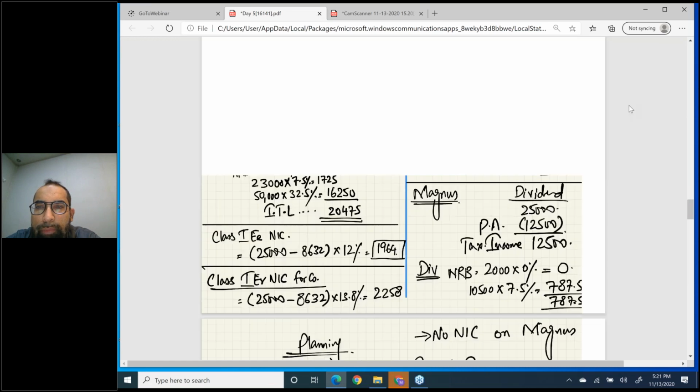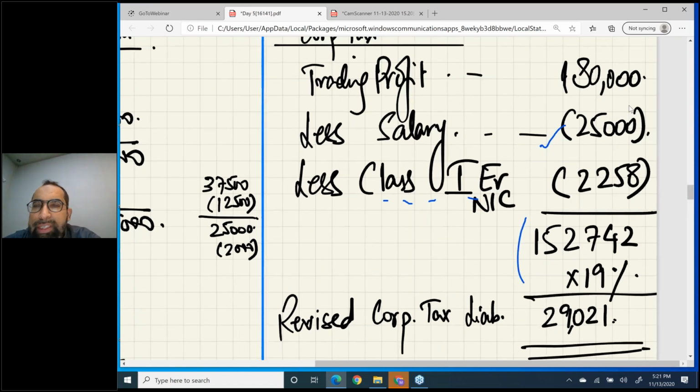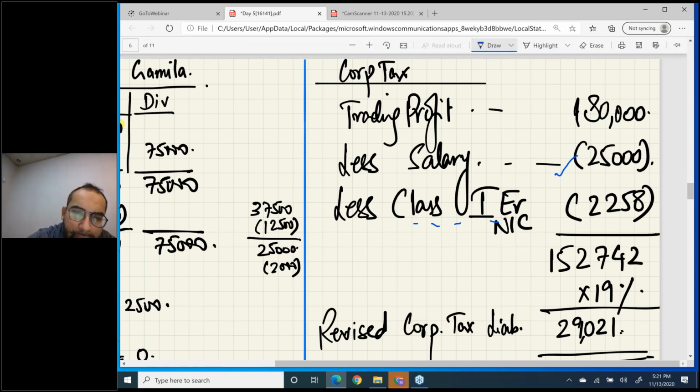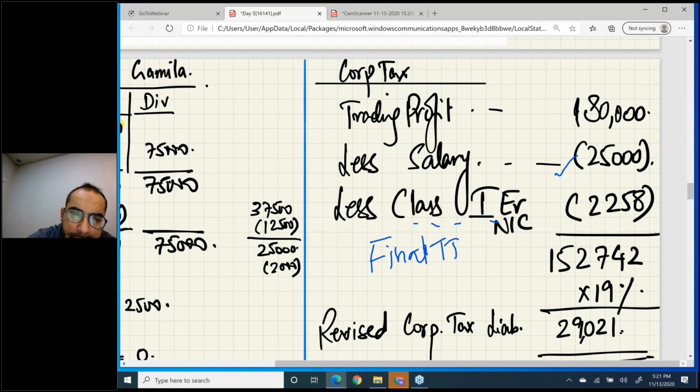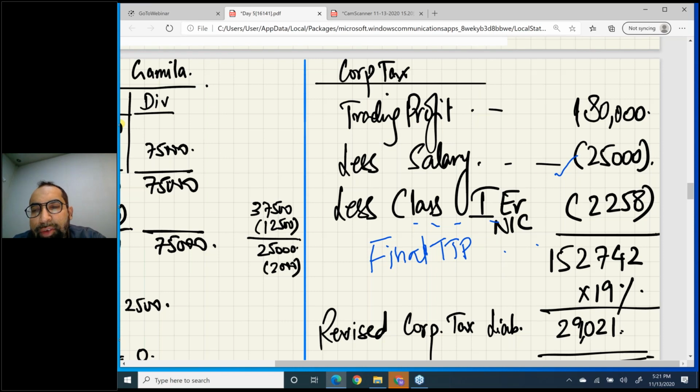So these two expenses are allowed from trading profit. So your final TTP is 152,742, and there is a flat tax rate for company of 19%. So this is also a cost. For Jamila's company, 29021 will be sent to government in the name of corporation tax.